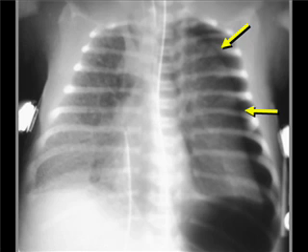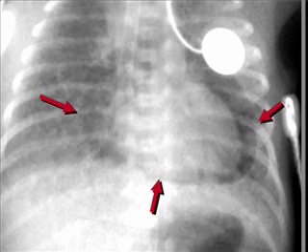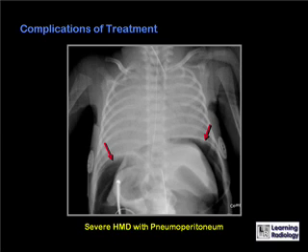This is an example of a tension pneumothorax in a child with hyaline membrane disease. This is an example of a pneumopericardium in hyaline membrane disease. The red arrows are pointing to a rim of lucency surrounding the heart that represents air in the pericardial space.